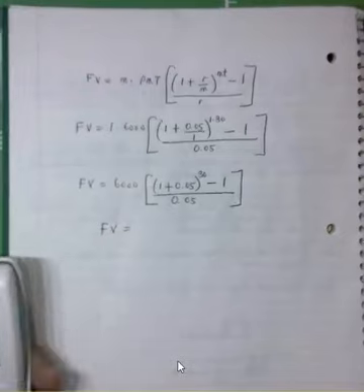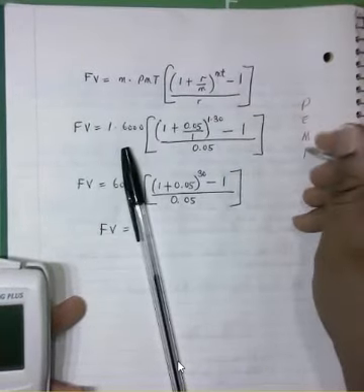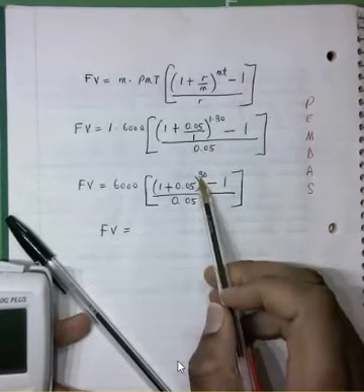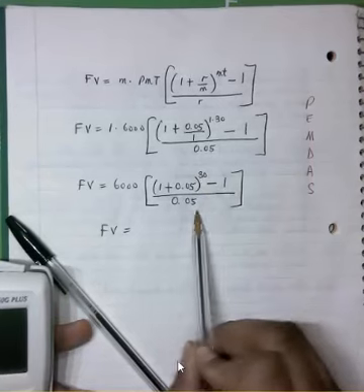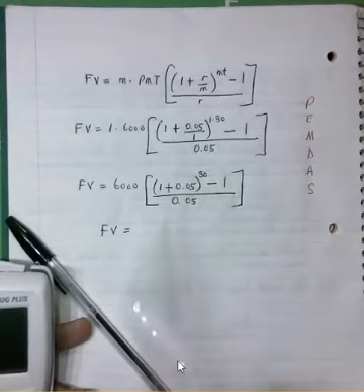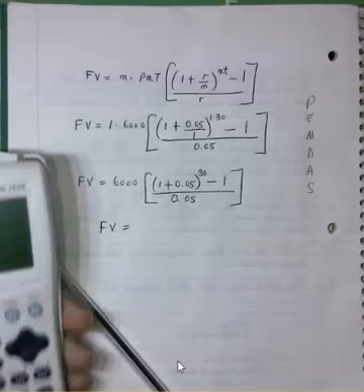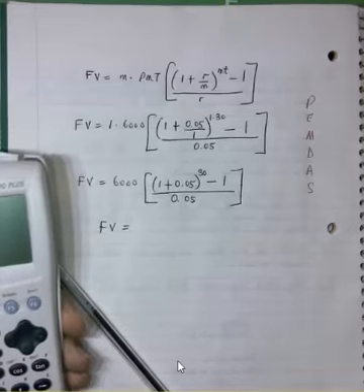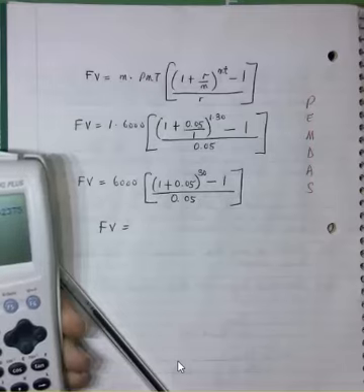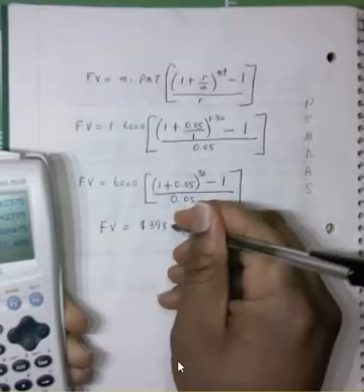First of all, we'll still use PEMDAS. We do the parentheses, then the exponent, then minus 1, then the division by 0.05, then we multiply by 6,000. So 1 plus 0.05 is 1.05 exponent 30, then minus 1, divided by 0.05, times 6,000. So I've got 398,633.085.